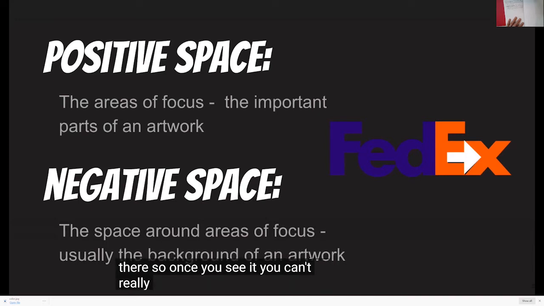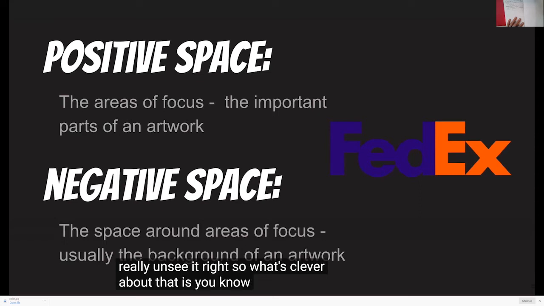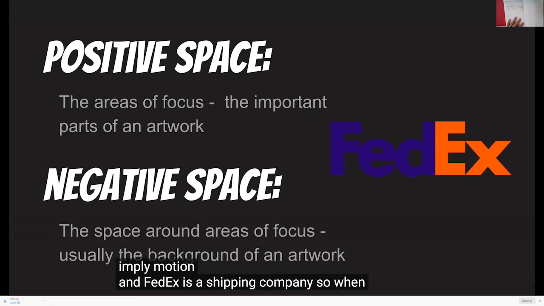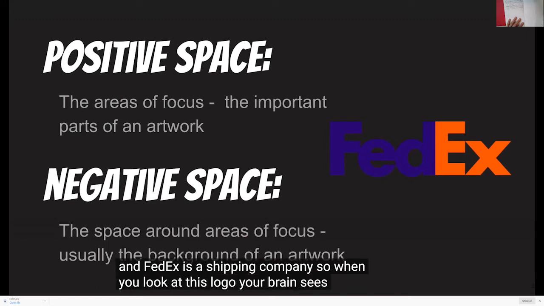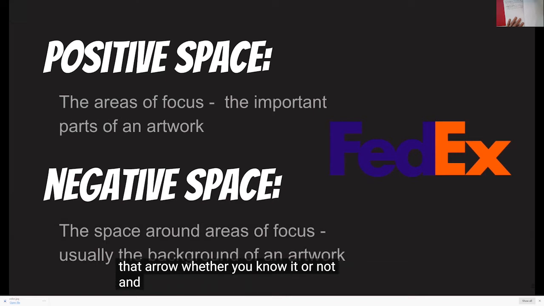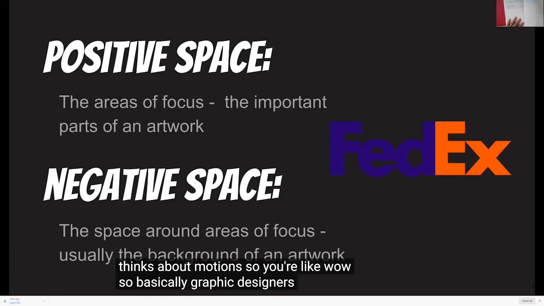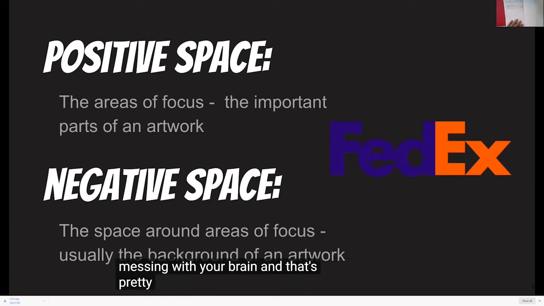So once you see it, you can't really unsee it, right? What's clever about that is, arrows tend to imply motion, and FedEx is a shipping company. So when you look at this logo, your brain sees that arrow, whether you know it or not, and it might subconsciously think to itself, oh, they must ship things really fast. I don't know why I think that, but clearly I think that for some reason. And it's because your brain notices that space, that arrow there, and thinks about motion. So you're like, oh. So basically, graphic designers are messing with your brain, and that's pretty wild.